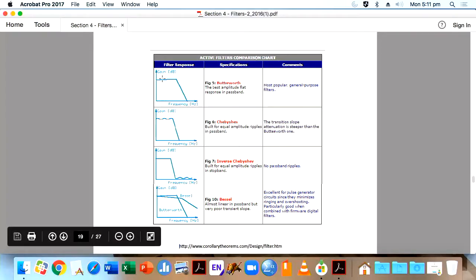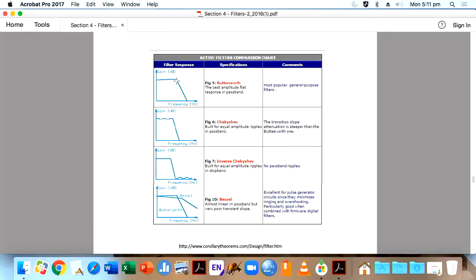For the Butterworth filter, the frequency response has the best amplitude flat response in the pass band. So if you are looking for a flat response in the pass band, then this is a very good filter. Chebyshev is built for equal amplitude ripples in the pass band. See, it will get some ripples here, so it's not good. Inverse Chebyshev is built for equal amplitude ripples in the stop band. See, here you get inverse Chebyshev, meaning you are getting ripple here.